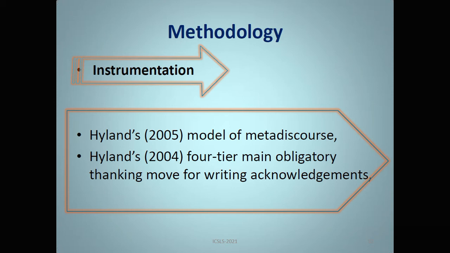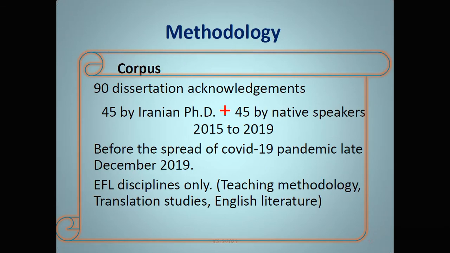For the instrumentation part of the methodology, as I said earlier, Hyland's model of metadiscourse and Hyland's 4-tier main obligatory thanking move for writing acknowledgements have been applied. The corpus for this study consisted of the acknowledgements of 90 dissertations, 45 written by Iranian PhD graduates and 45 written by native speakers within the years 2015 to the end of 2019, before the spread of the COVID-19 pandemic late December that year. The dissertations were selected only from EFL disciplines, that is teaching methodology, translation studies, and English literature, to prevent structural ambiguities endangering grammar widely seen in other courses of studies.